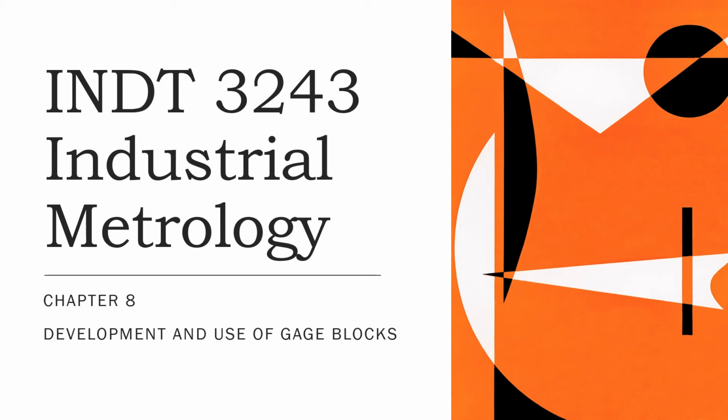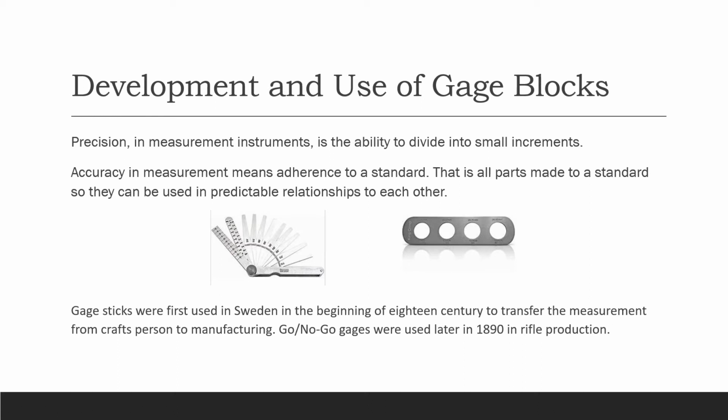Okay, so chapter 8 is development and use of gauge block. So in measurement instruments, precision is the ability to divide into small increments. Accuracy, on the other hand, means adherence to a standard. Again, don't forget standard every time we talk about accuracy, and that's all parts made to a standard so they can be used in predictable relationships to each other.